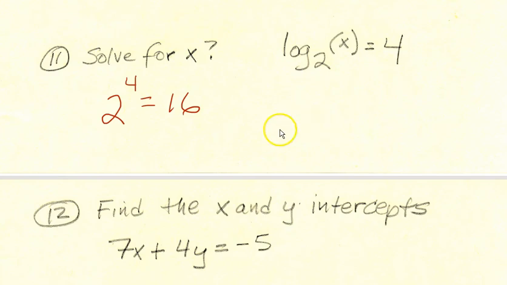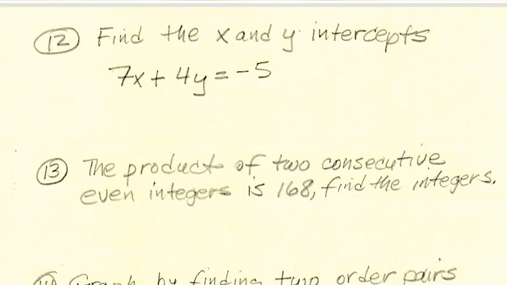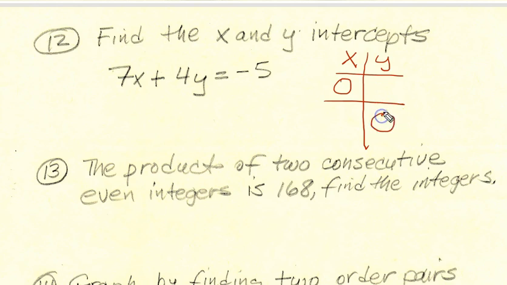All right, let's go on. Now, for number 12, they're asking us to find the x and y intercepts and then graph it. So for this, you definitely want to make a t-chart, which is the x and y intercept t-chart, where you put a 0 there and a 0 there.